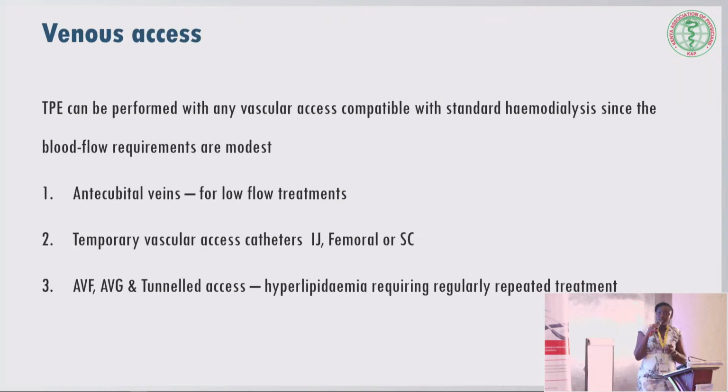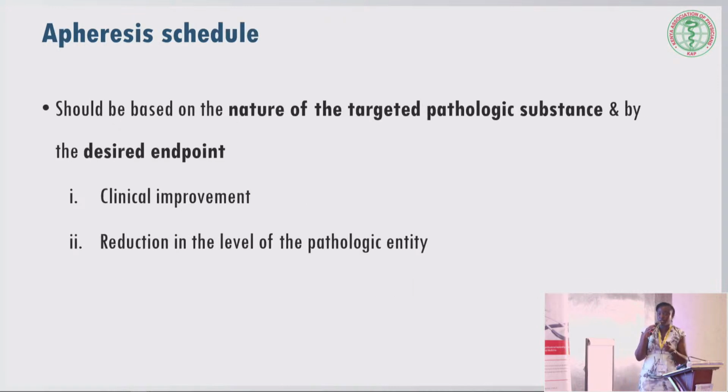So as I had mentioned, the venous accesses are a wide range. If you're doing centrifugal, you use the antecubital veins, but if you're using membrane plasmapheresis, you use a temporary access. And if your patient requires plasmapheresis for a long period of time, you can use either an AV fistula, AV graft, or a tunneled access.